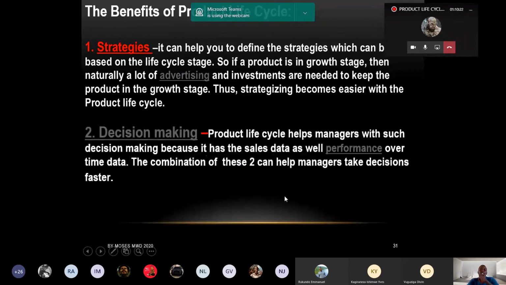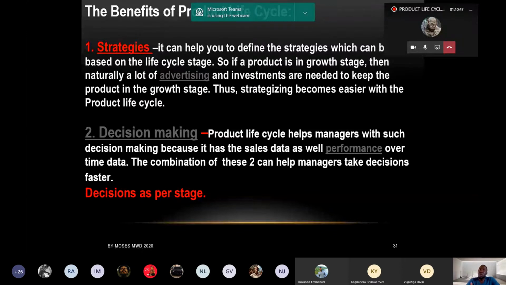Okay, so that's point number one that you can understand regarding PLC. Another point is decision making. Someone just talked about it. Product life cycle helps managers with decision making because it has sales forecasts, sales data, as well as performance-over-time data. The combination of these two can help managers take decisions faster.